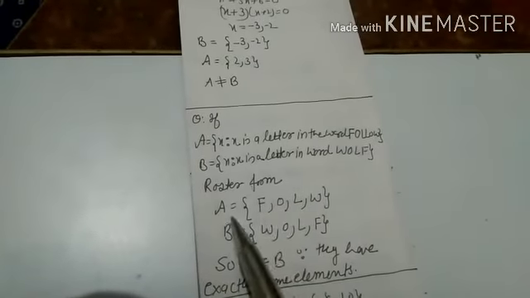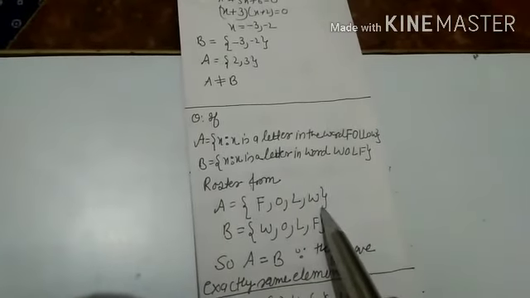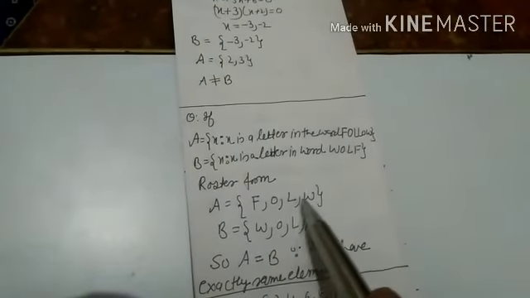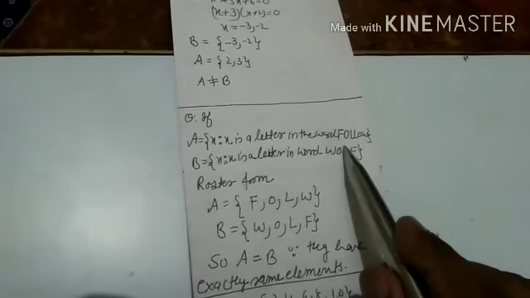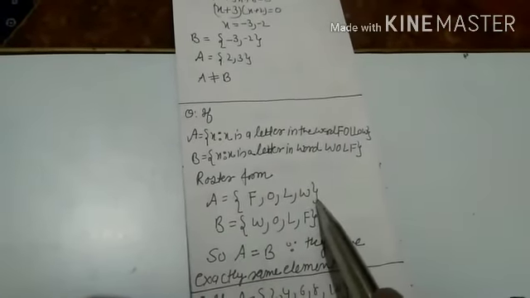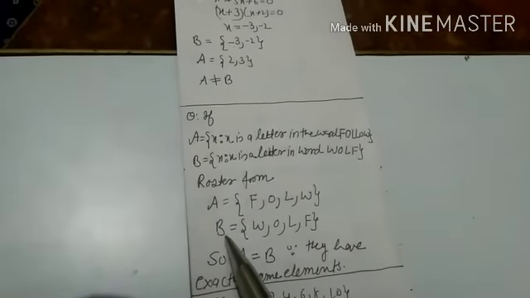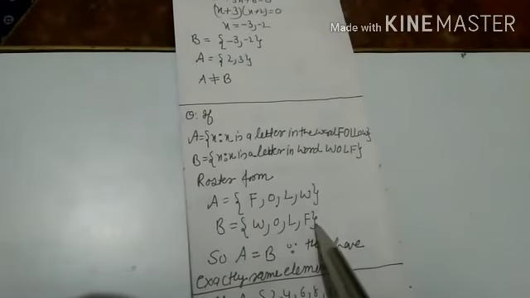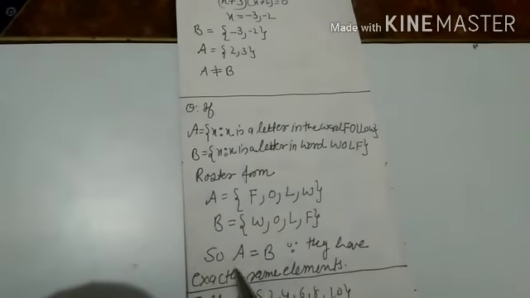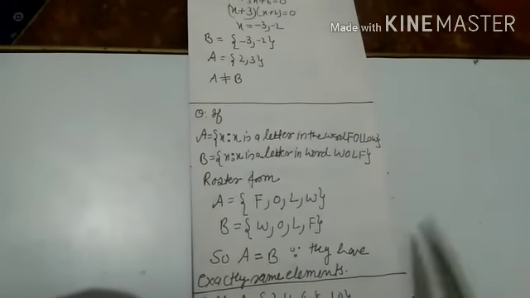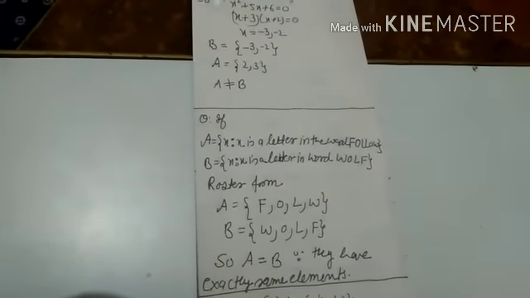A is equal to {F, O, L, W}. No element will repeat again. Whether a letter is used one time or two times or any number of times, we will write it only one time in the roster form. The roster form of B will be {W, O, L, F}. Both have the same elements. So set A will be equal to set B. This is the equality of sets. I hope students you have understood the equality of the sets.